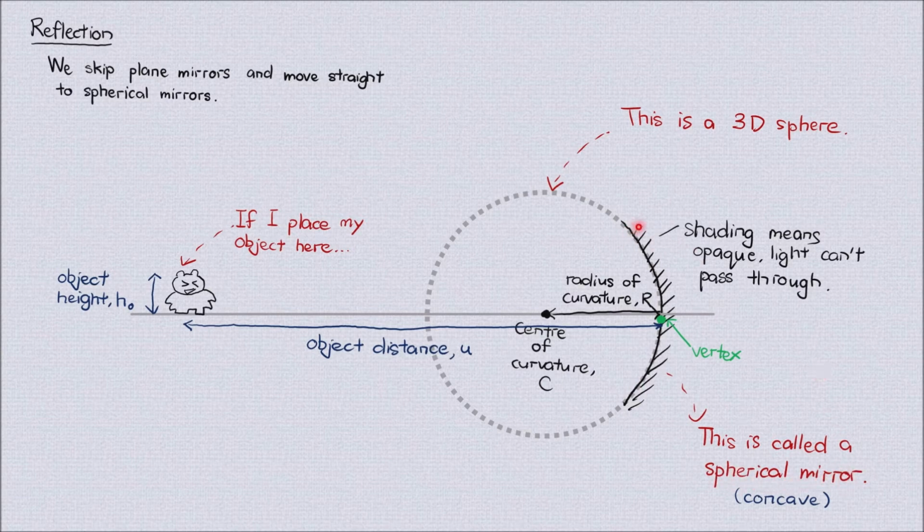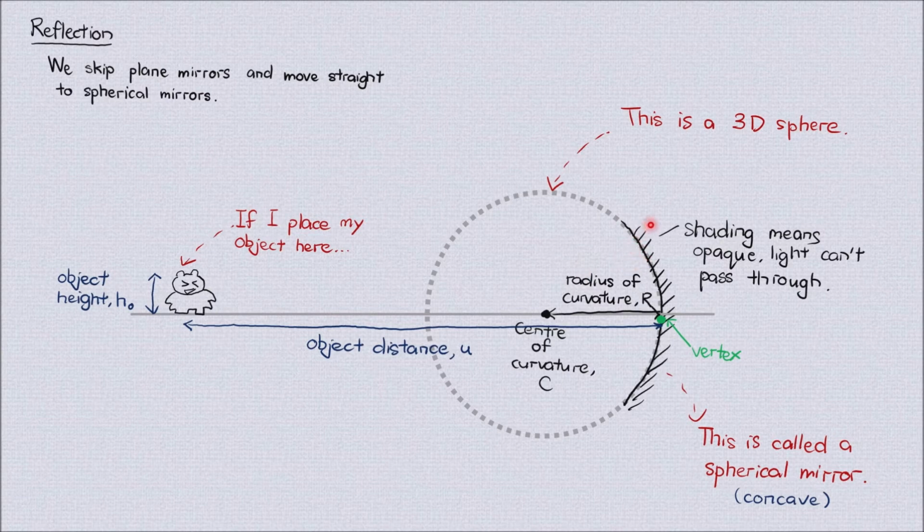I have shaded this part of the surface on the right hand side only because I want to indicate that this part is opaque. So light can come from here, but it will not get through to the other side. It will have to be reflected. It will be completely reflected. There's no transmission, there's no refraction.